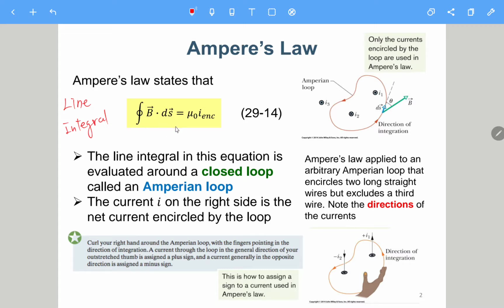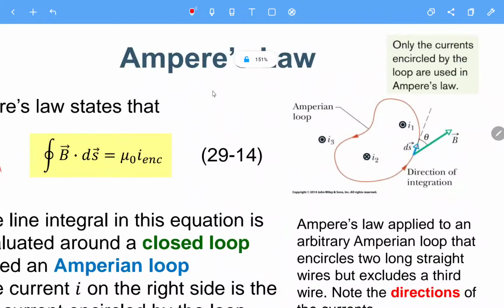The line integral means, for example here, suppose we have three currents, I1, I2, I3. I1 and I3 are pointing out of the page, I2 is pointing into the page. Of course they will generate some B field inside this region. And then we need to define the so-called Ampere's Law, just like what we define the Gaussian surface for the Gauss law.